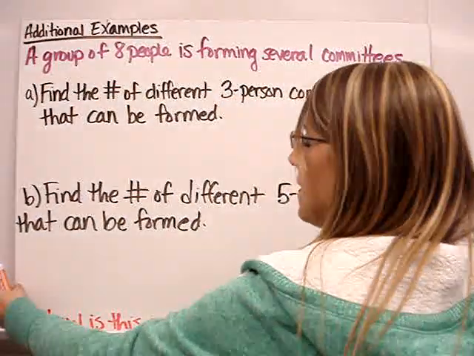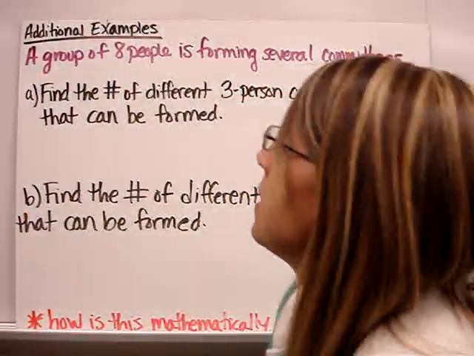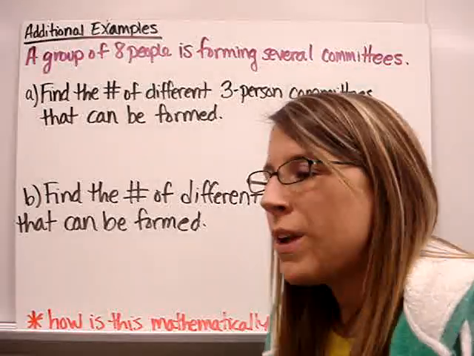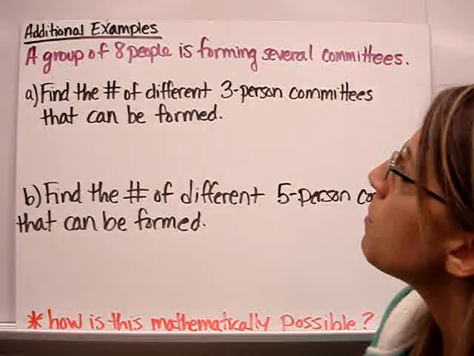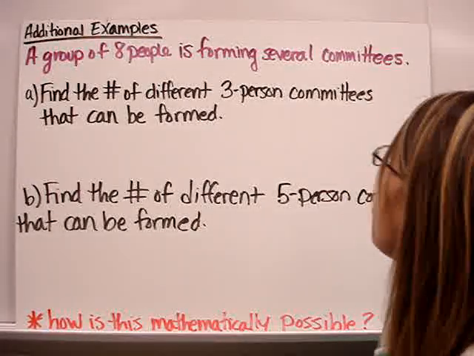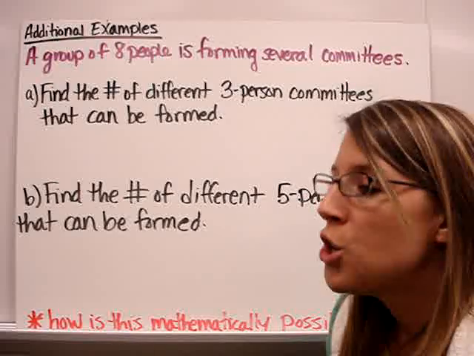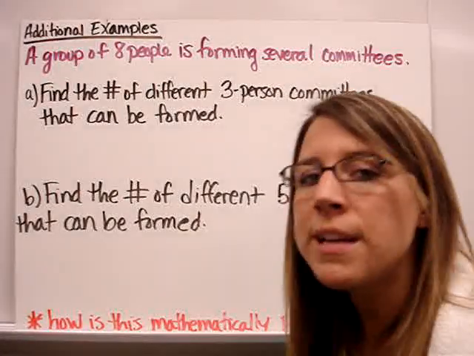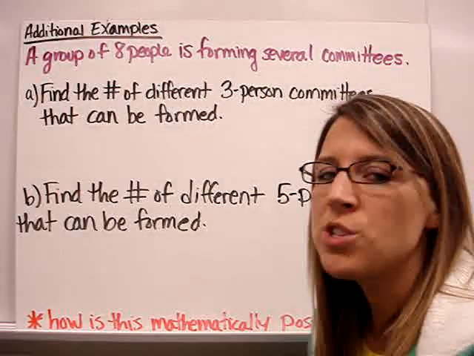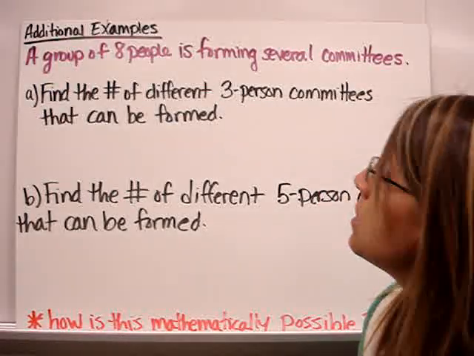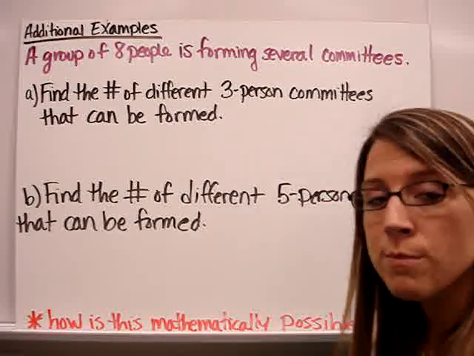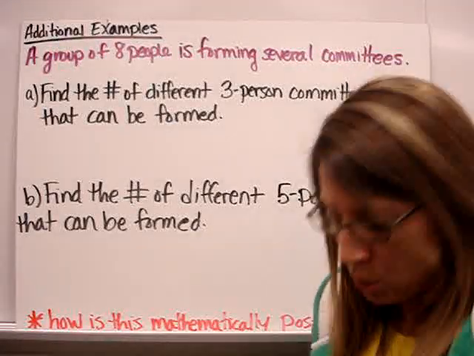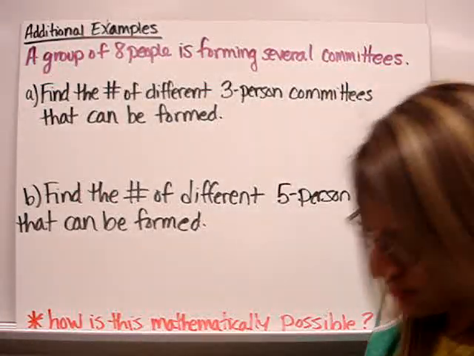Lastly, we have these 2 additional examples. Different scenario now. We are moving away from pizza, which is going to be a very common example. We're talking about a group of 8 people. These 8 people are forming several committees. No one is necessarily the leader of these committees, just 3 people put into a group to form a committee. So find the number of different 3-person committees that can be formed. So order doesn't matter here, so we are going to use combinations.